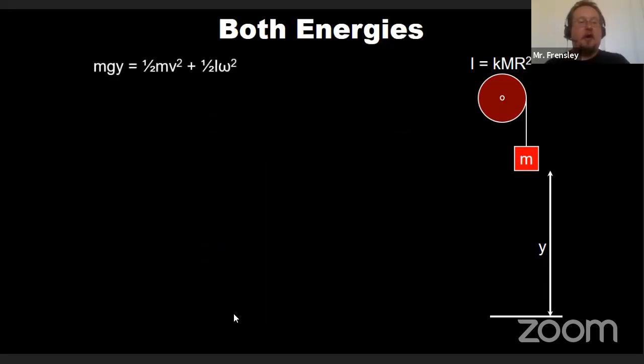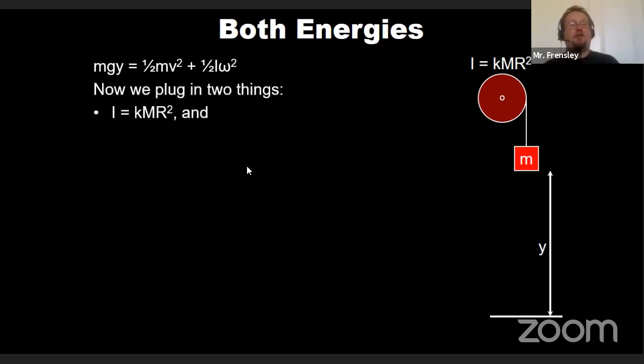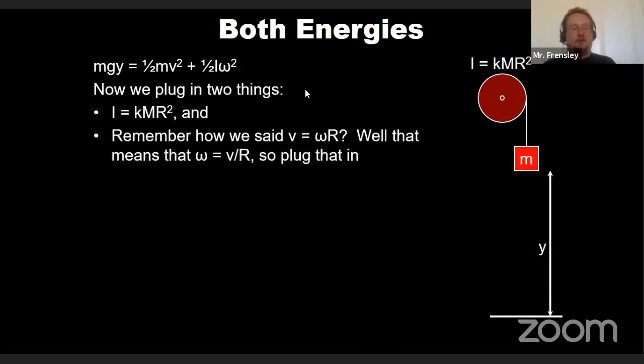Okay, all good. So now I'm going to plug in. My goal is to solve for V, but watch out. V is related to the omega of the wheel. The faster the block falls, the faster the omega of the wheel. So we have to link those up somehow. I'm going to plug in two things. One, rotational inertia is K, which depends on the shape, times mr squared of the wheel. Remember, K is like 1/2 for a disk and 2/5 for a sphere, or whatever. And then V equals omega R.